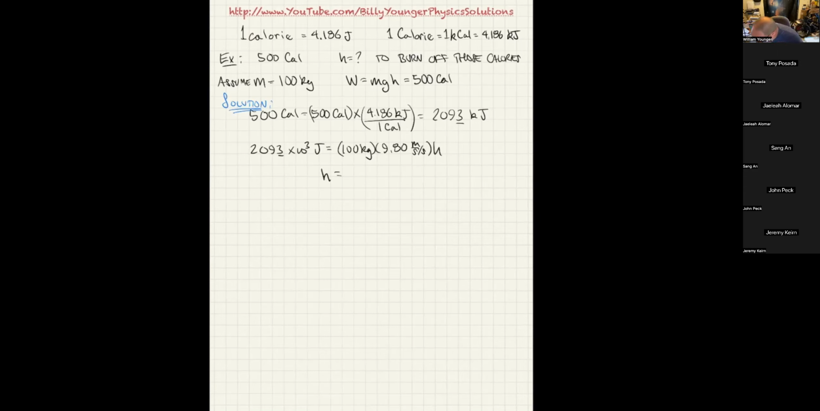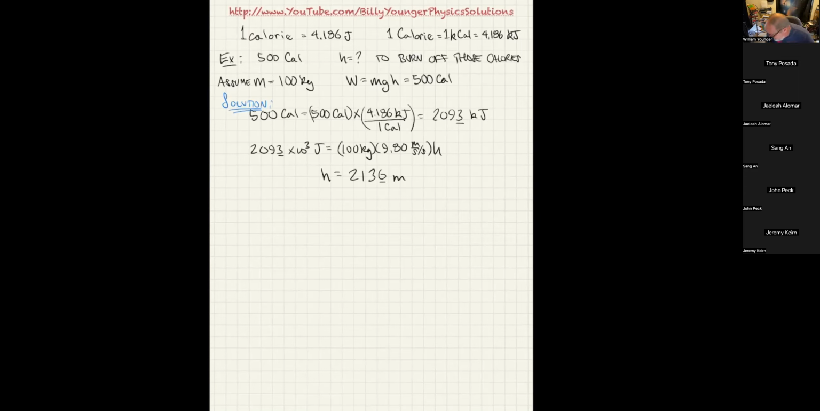So I'm going to take the 2,093, multiply that by 1,000 because I need it in joules, not kilojoules. Now I'm going to divide that by 100, and now I'm going to divide by 9.80, and that'll give me h. And in fact, h is equal to 2,136 meters.